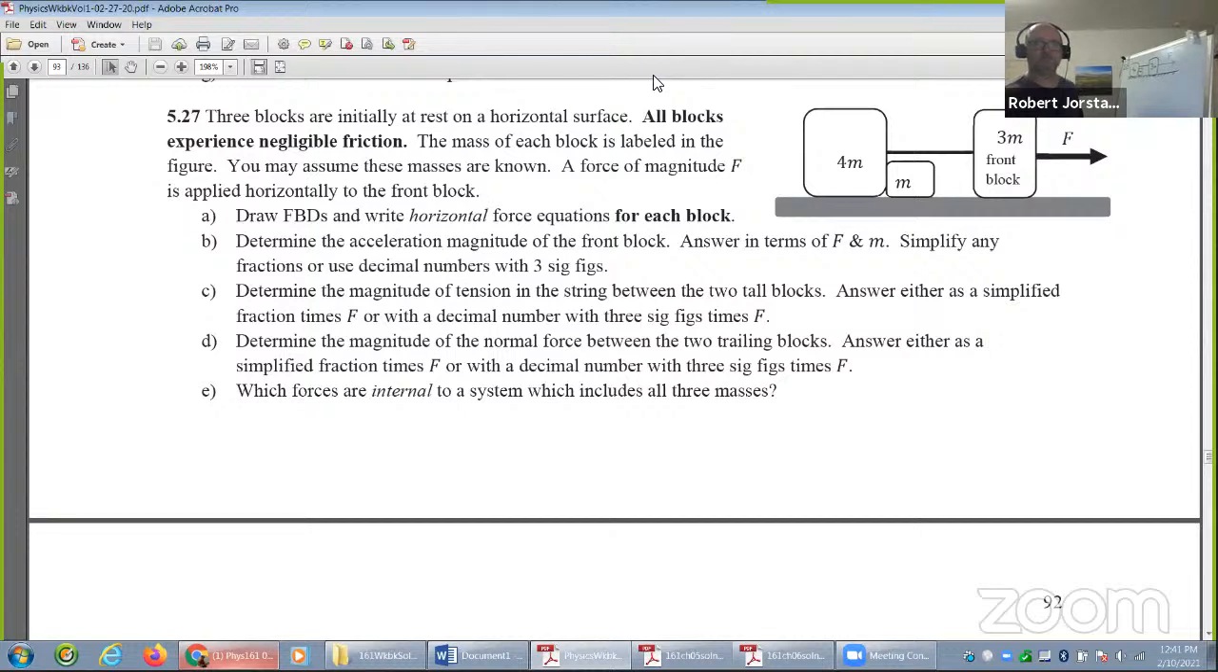Let's take a second and let you try to draw your FBDs without looking at the solutions. I know you could look at the solutions, but give it a shot, give it a try, and then find out if you could do it. Try to draw the FBDs. I'm going to draw 4M on the left side. You don't have to draw the arrows to scale because that's going to be pretty tricky here.